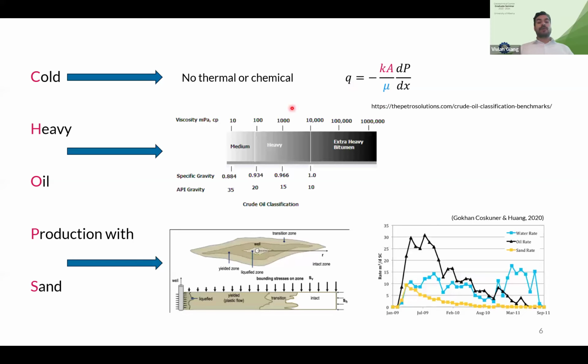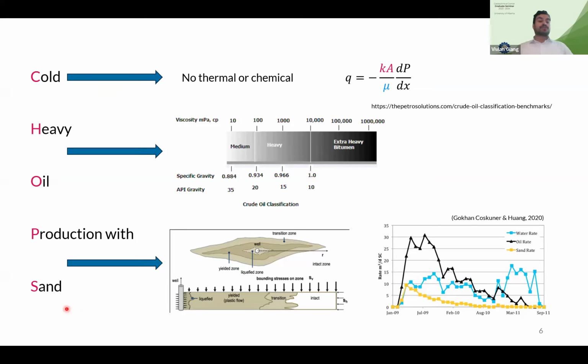We know pretty well that heating oil reduces the viscosity so you can produce that way. Heavy oil is oil that is between 100 and 10,000 centipoises. But look at the density. Here you can see the specific gravity range is quite narrow. This is oil that can be even heavier than water, and that's counterintuitive because most people believe that all oil is lighter than water. That's not true when we are talking about heavy oil and extra heavy oil. Those could be even heavier than water.